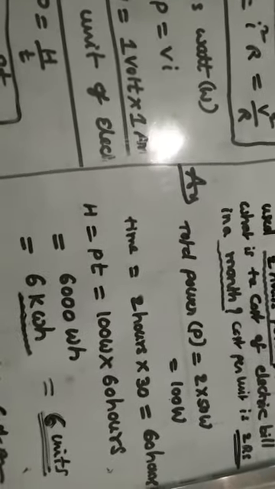Now cost equals number of units into cost per unit. Number of units, how many here, 6, and 2 rupees, that is 12 rupees. So like this you have to solve the questions. Okay.